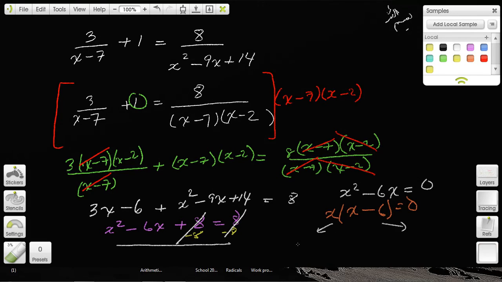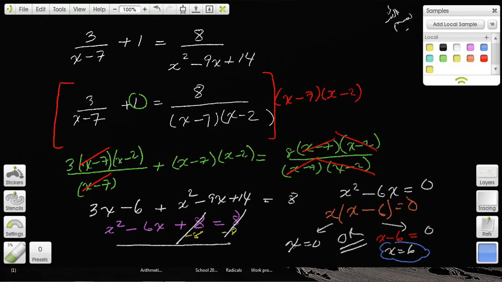And then you, x equals 0. Or x minus 6 equals 0, right? Either this equals 0 or this equals 0, correct? Okay, so x equals 0, or x minus 6 equals 0, so x equals 6. So you get 2 answers.